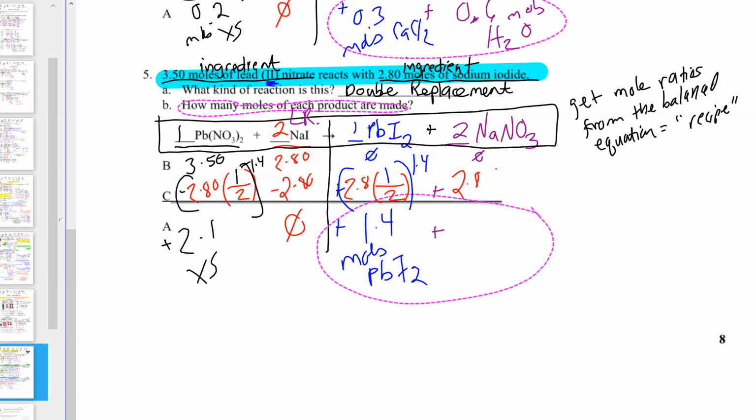Okay, so we're going to be creating 2.8 times the mole ratio. And on this one, my mole ratio is 2/2, which is 1. So 2.8 times 1 is 2.8. If I started with none, and this whole term is just 2.8, that means I'm going to have 2.8 moles of the sodium nitrate when I'm done.